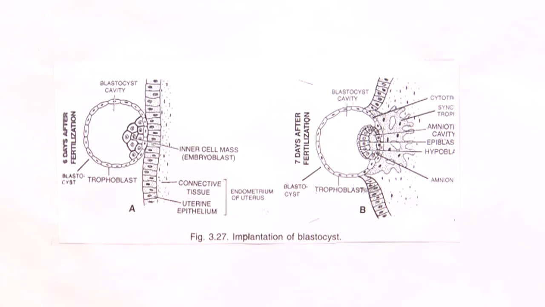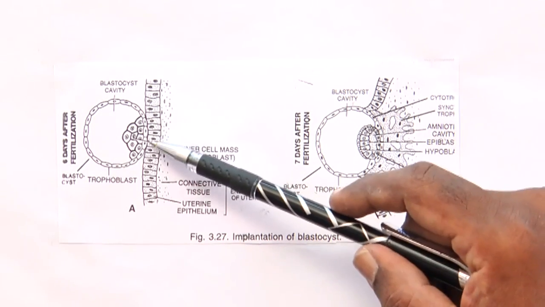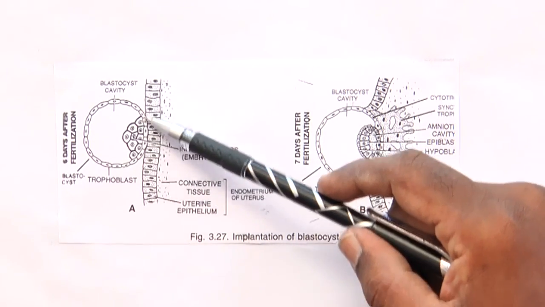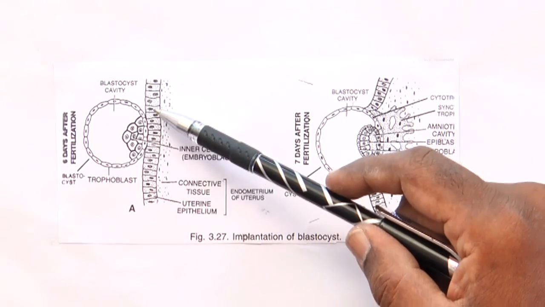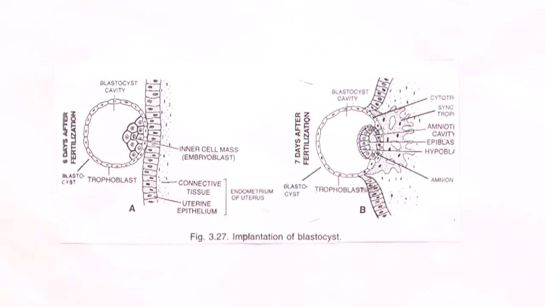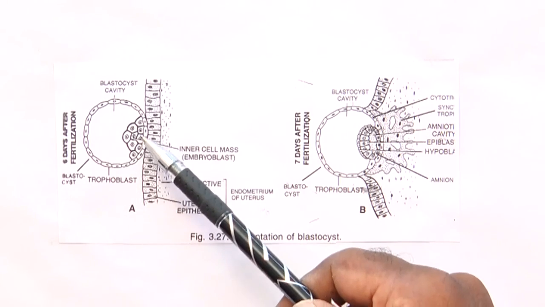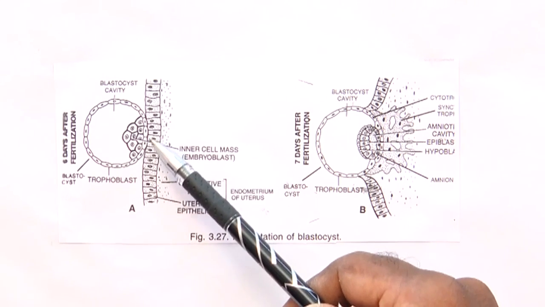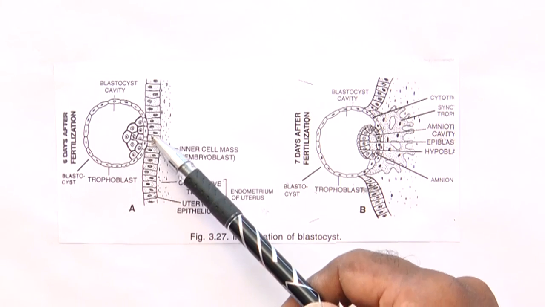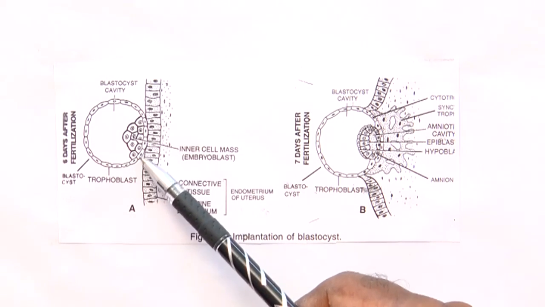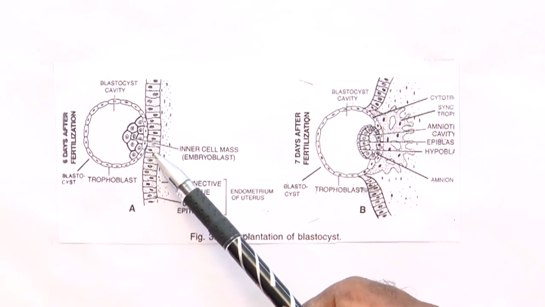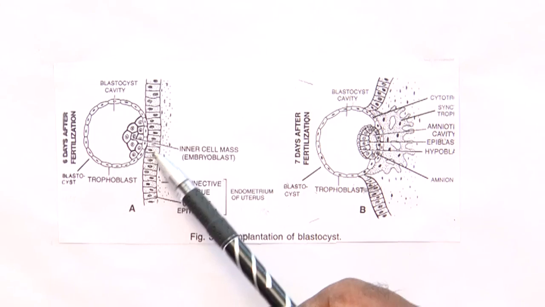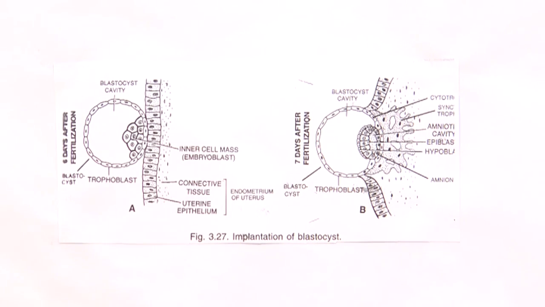Here, we should know the role of the zona pellucida. The zona pellucida covers the blastocyst and it prevents the attachment of the blastocyst at an improper site. Only when the blastocyst reaches the proper site does the zona pellucida expose the receptors which are present on the surface of the trophoblast, so that the blastocyst can attach with the endometrial wall.